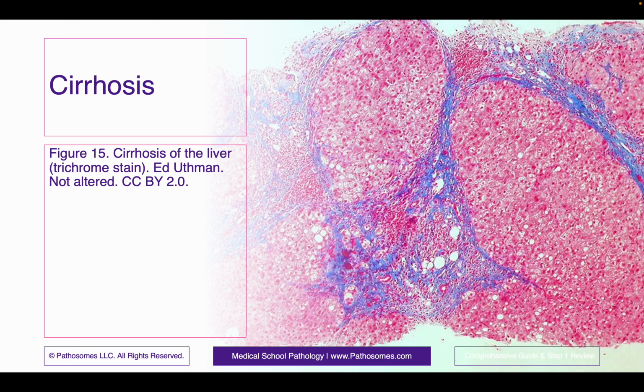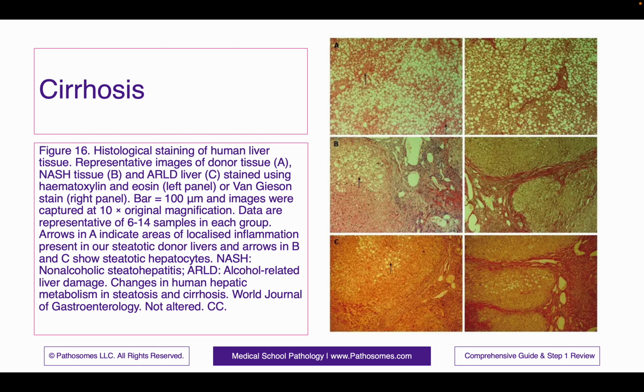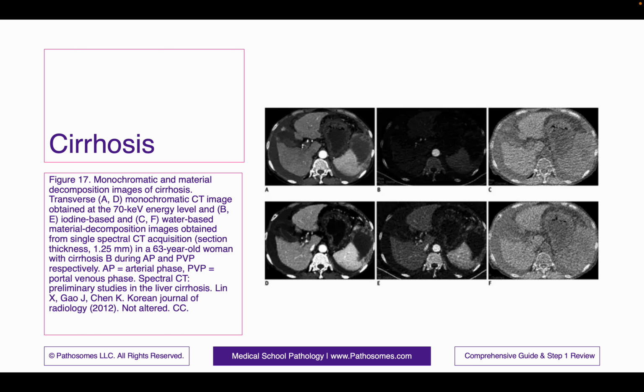Now, what stain's being utilized here? Trichrome, right? And trichrome staining those areas of fibrotic tissue blue, while the nodules have this nodular circular appearance, right? And note more cirrhotic stains, right? Or imaging, I should say, at the microscopic level. Cirrhosis is a big deal, as you can tell by these monochromatic and material decomposition images of cirrhosis utilizing radiology.